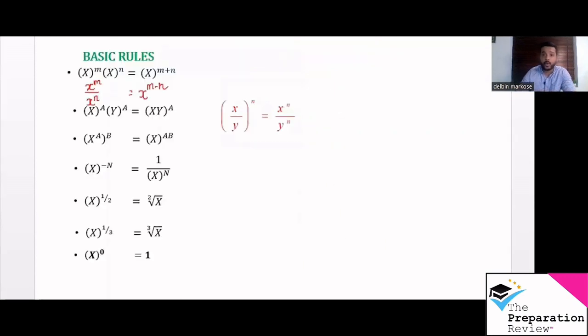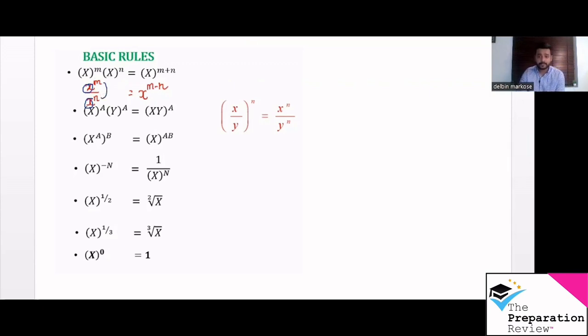Let's try to understand all the rules one more time. There are two more rules. The first rule: whenever we get an expression x raised to m times x raised to n, the bases are the same, so you can just add the exponents, m plus n. Same thing for division: whenever we get x raised to m divided by x raised to n, the bases are the same, so I can say x raised to m minus n, where you subtract.